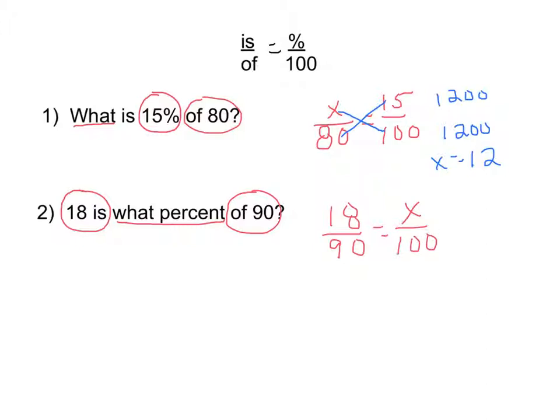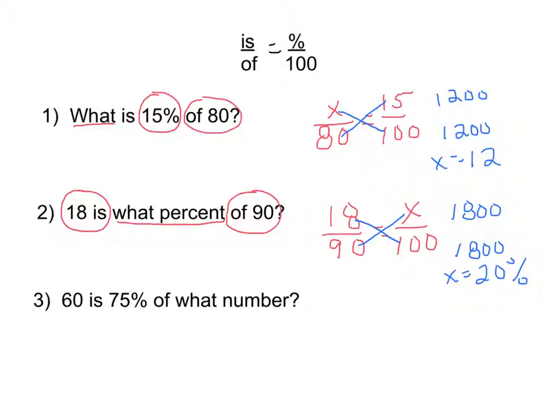And now once again, I'm going to cross multiply to solve that. 18 times 100 is equal to 18. 90 times x also has to equal 18. And if I go through and do the math, x is equal to 20. So the answer to this is 18 is 20%, because it asks for the percent, 20% of 90.